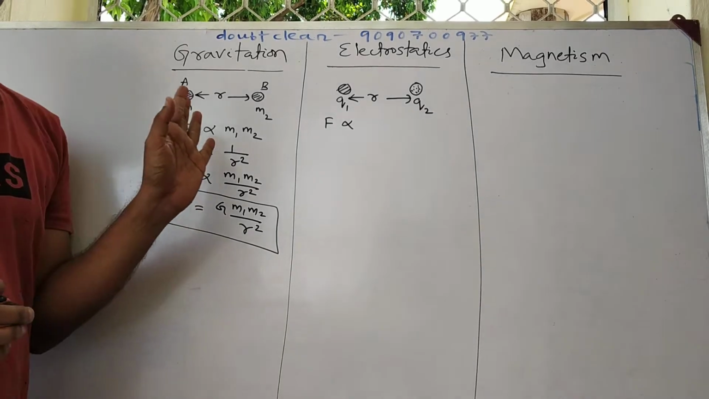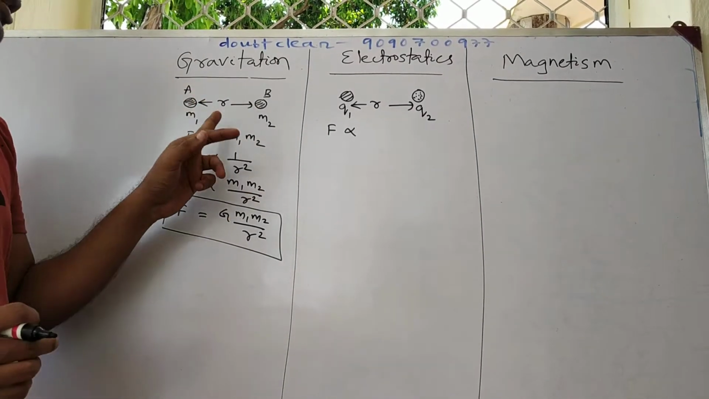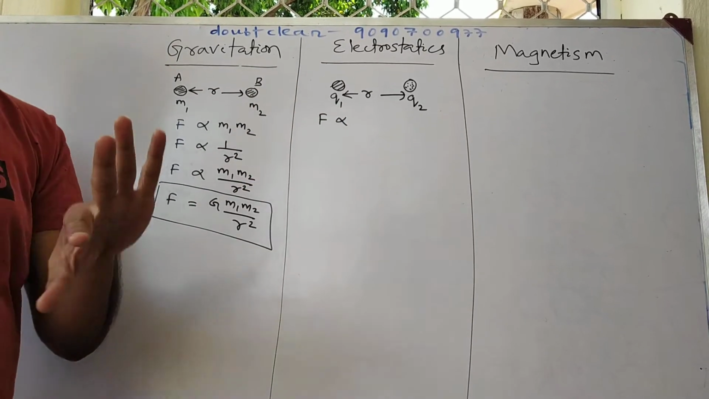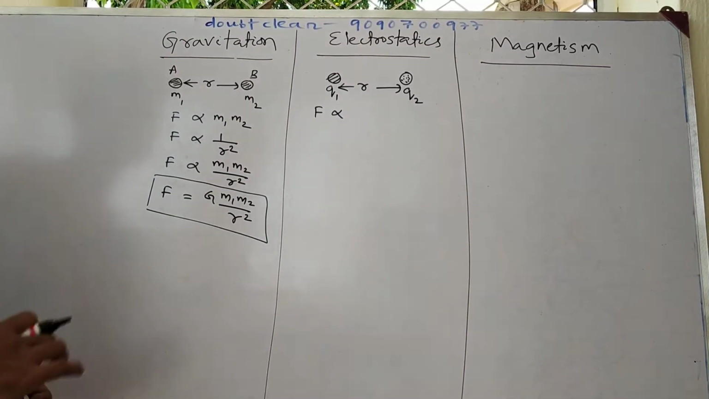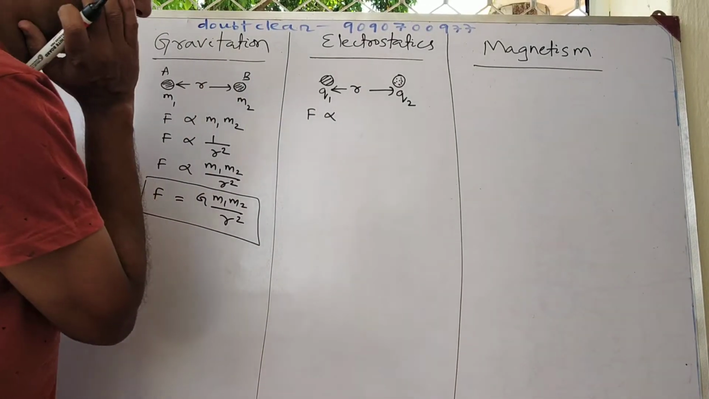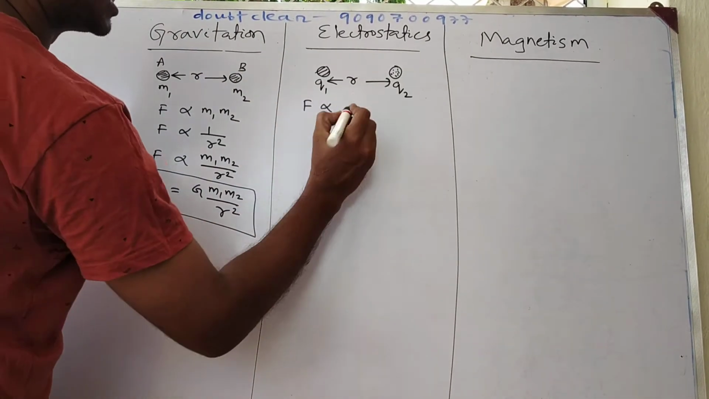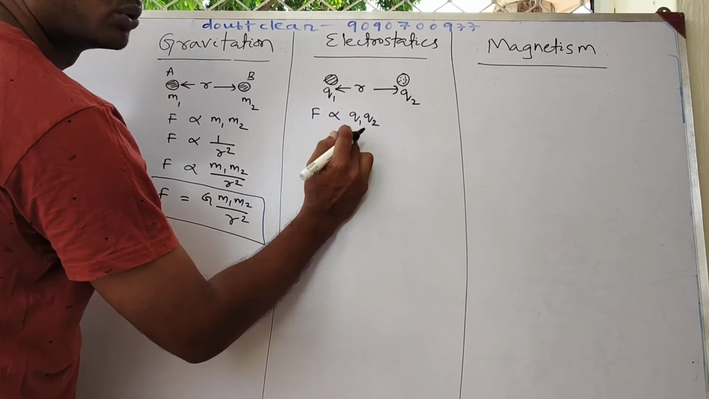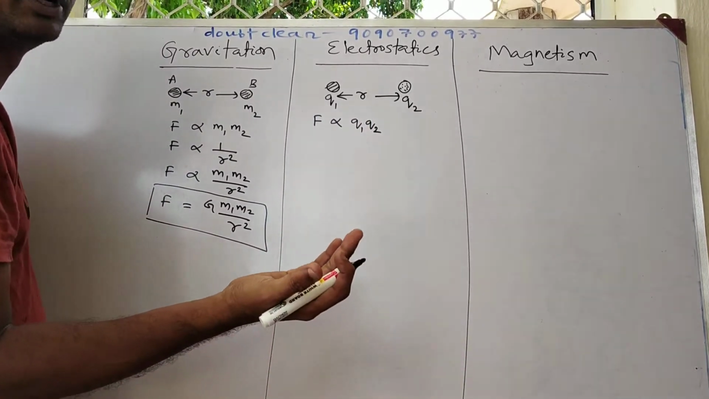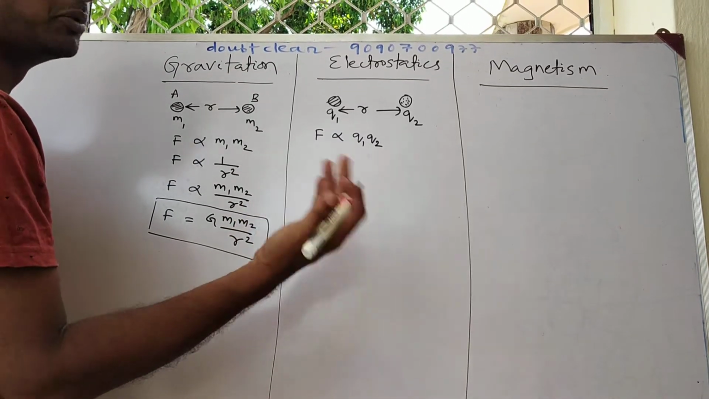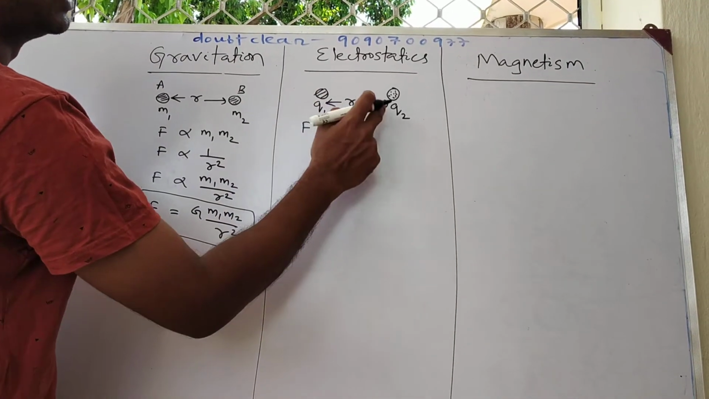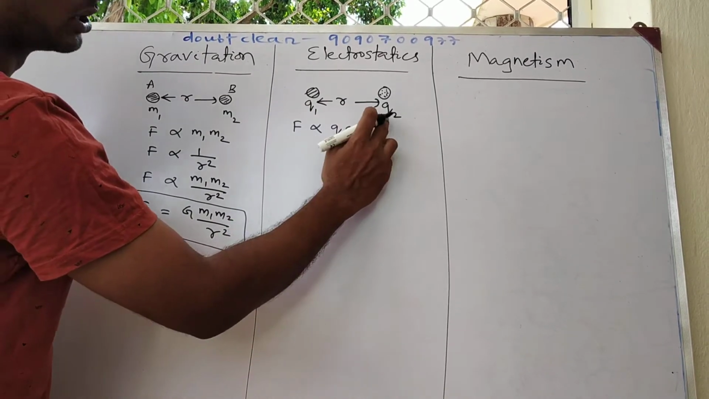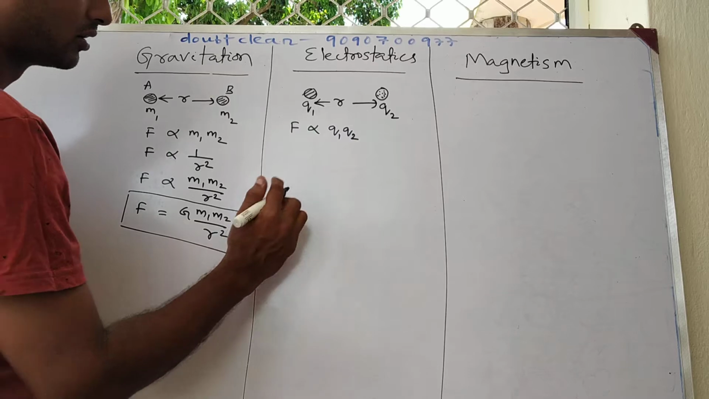I used gravitational force of attraction in the case of gravitation, but in the case of electrostatics I am using both attraction or repulsion. That I will discuss. For the time being, concentrate that the electrostatic force between two charges is directly proportional to the product of the magnitudes of the two charges. The two charges may be the same or different in magnitude, and may be opposite in nature. One may be positive, another positive. One may be positive, another negative. One may be negative, another negative. That I will discuss later.